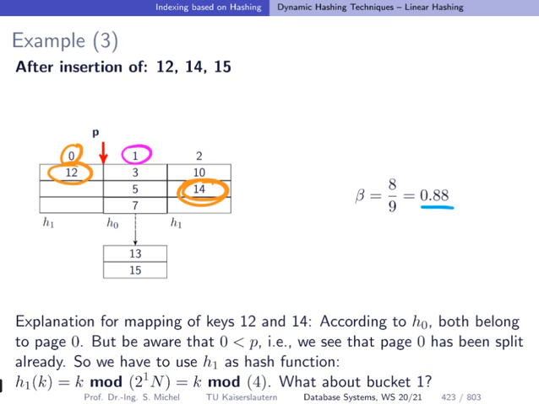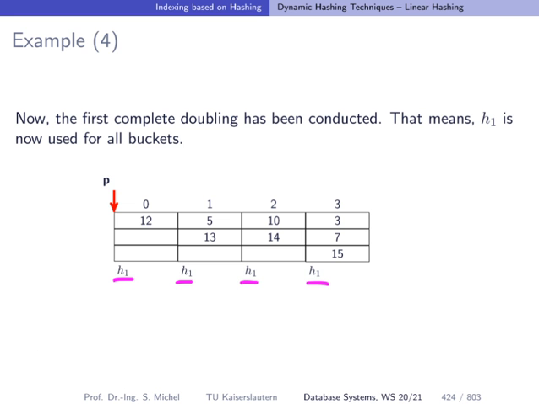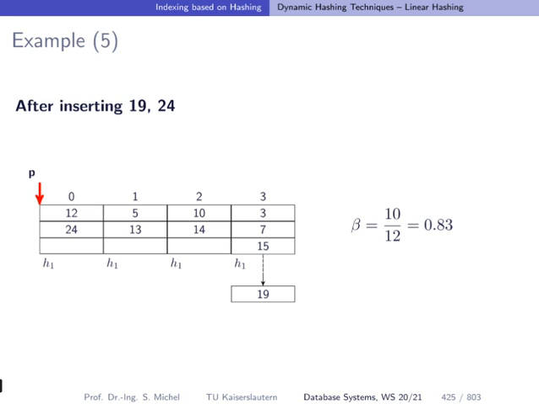So now we see the situation after the first complete doubling has been done. And as you can see here, now h1 is used for all of these buckets. And now we continue inserting elements 19 and 24. As you can see, the allocation factor tells us that we have to split again because it's exceeding 0.8. And then we continue splitting.